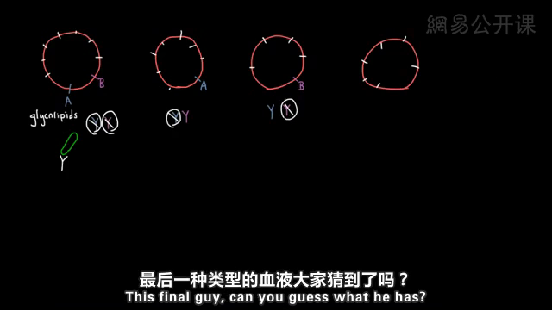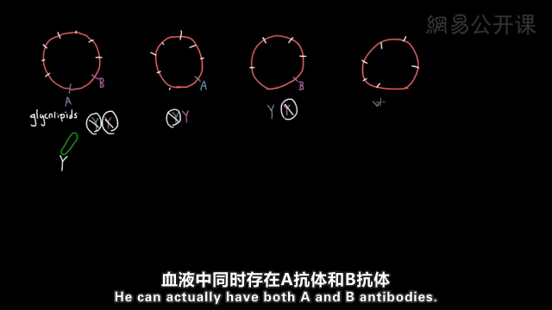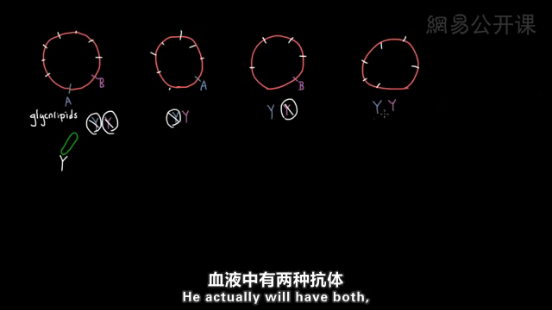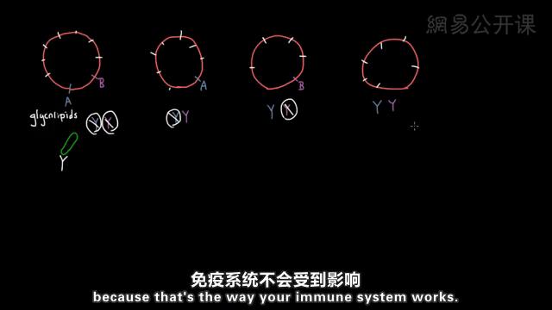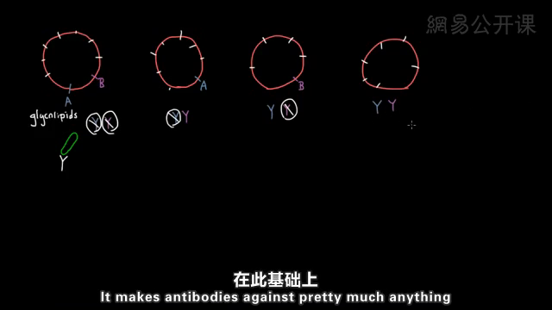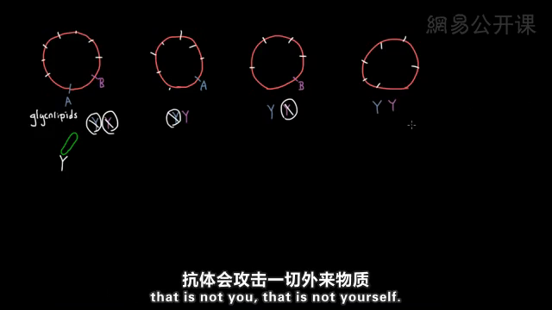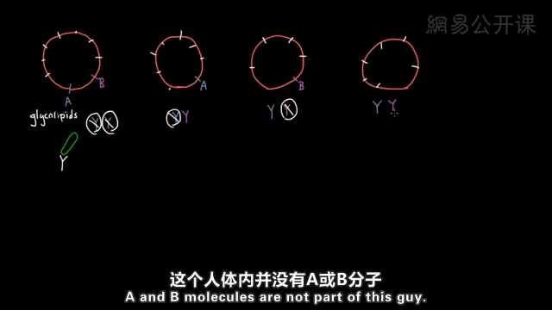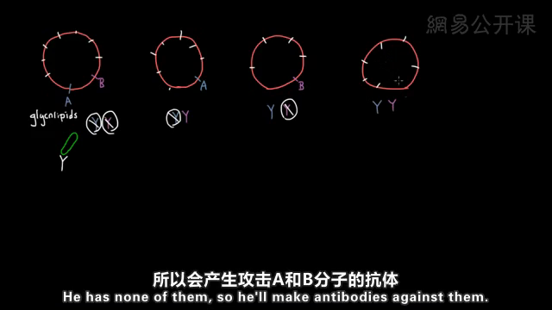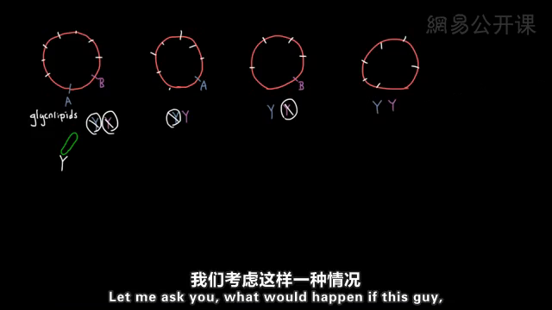Whereas this final guy, can you guess what he has? So he can actually have both A and B antibodies. And he actually will have both, because that's the way your immune system works. It makes antibodies against pretty much anything that is not you, that is not yourself. And A and B molecules are not part of this guy. He has none of them, so he'll make antibodies against them.